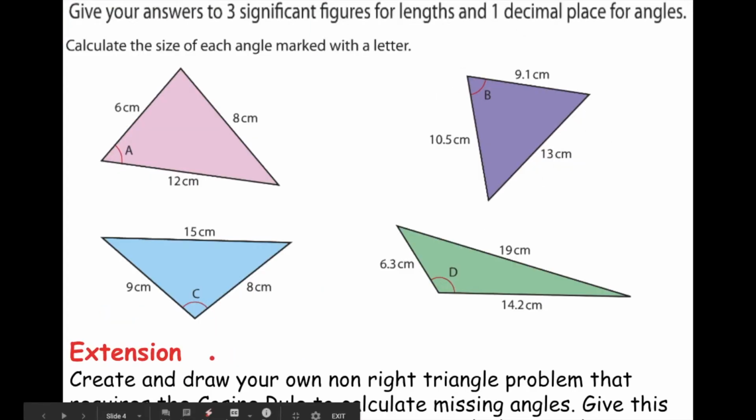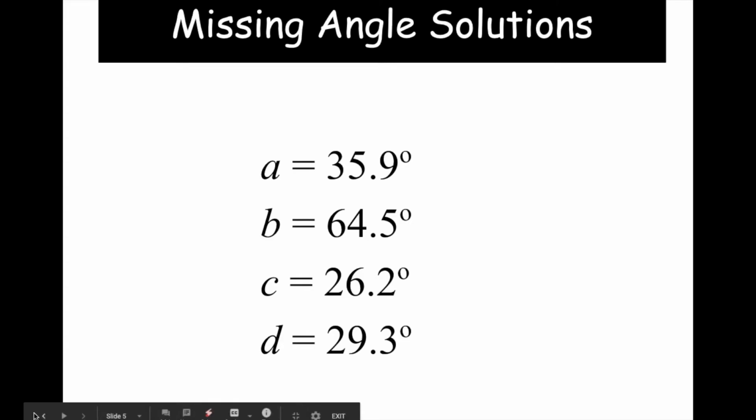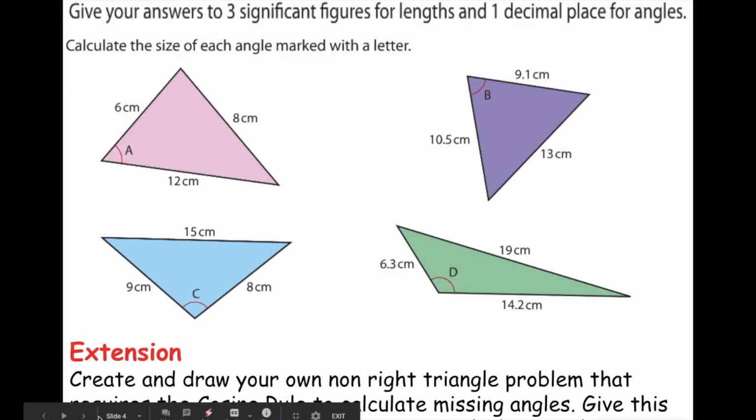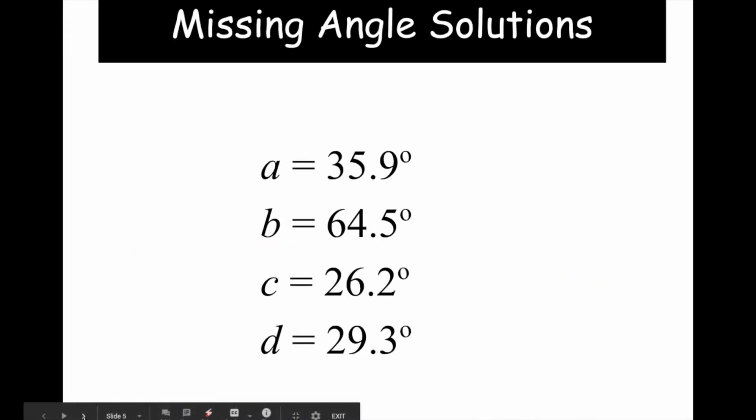Now, here are a few more questions on the screen. You can see they are all side. So I'd like you to pause the video and have a go at these 4 examples. So if we have a look at the answers to these 4 questions, you will find the following.